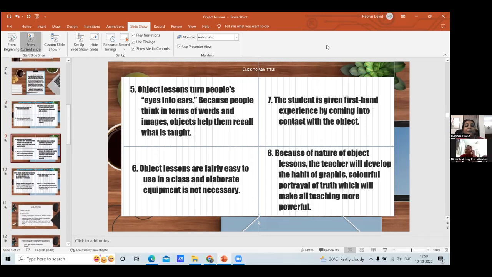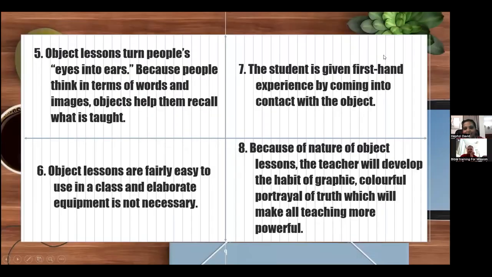Object lessons turn people's eyes into ears. Your hearing turns into seeing. Now, because people think in terms of words and images, objects help them recall what is taught. When I read the Bible, if you ask me a certain portion, the first thing which will crop up in my mind is, oh, I saw this verse on the left side of the Bible. I recollect the position of it, I visualize it, and then I remember it. Okay, that was Psalms 43, verse 1. So object lessons turn our eyes into ears.